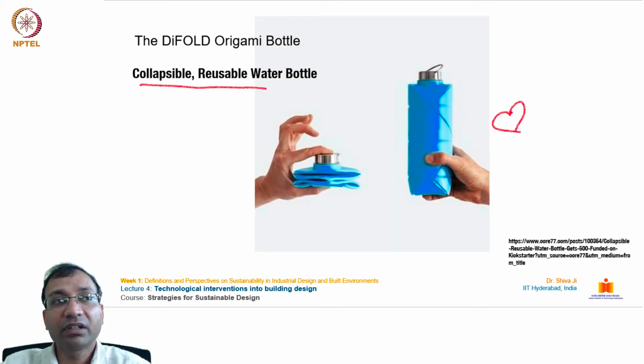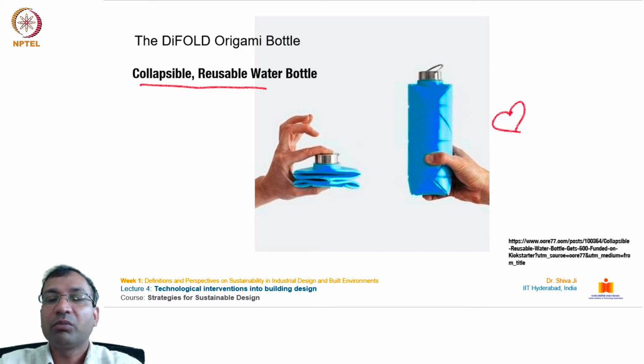So the first one here is an origami bottle which is collapsible and reusable. When this bottle is not in use, or if you have exhausted the water, you can simply fold it and keep it inside your bag, so it won't consume much space, which it consumes when it is filled. So the 1 liter of space can be reduced to maybe 50 or 100 ml. So there will be a significant saving in terms of space, up to 90%.